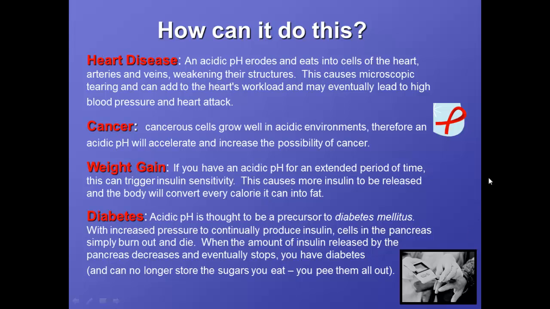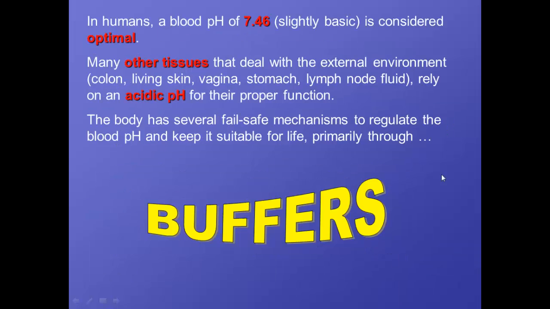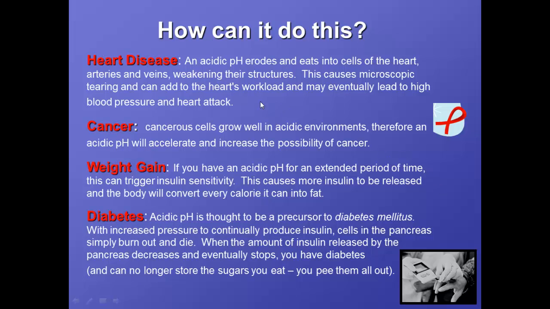And lots of times this will go unnoticed and undetected for quite a while, but if it progresses, it can lead to many different degenerative diseases. So for example, heart disease, cancer. Cancer cells actually really love acidic pH environments, and so if you have an acidic pH, it'll be more likely that you will get cancer.